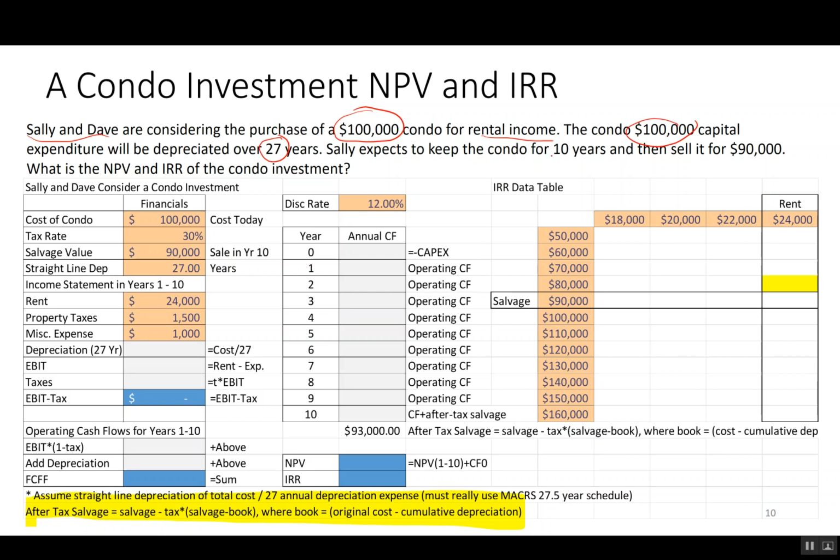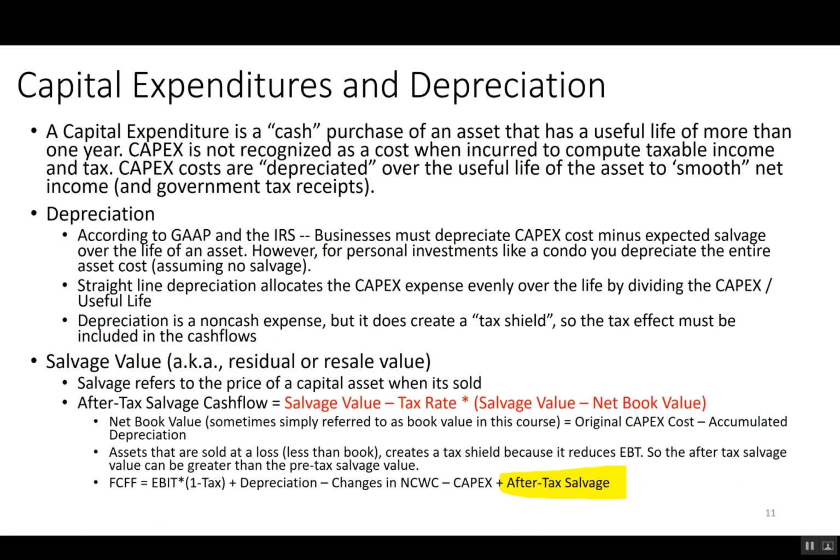Now Sally expects to keep the condo for 10 years and then sell it for $90,000. We call that the resale value or salvage value. So the question is, what is the NPV and IRR of the condo, assuming that Sally and Dave's personal tax rate is 30%.